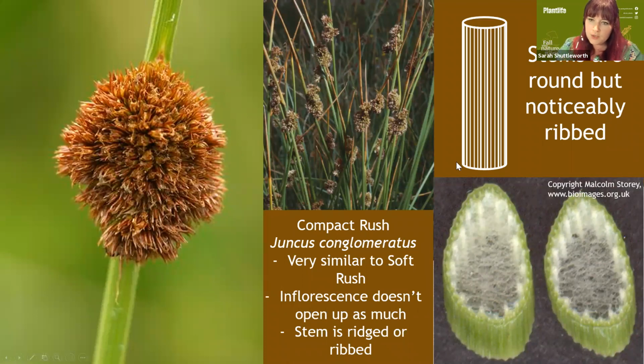The other thing is that because they've got these ridges, the stem is nowhere near as glossy and shiny as soft rushes, and it just gives it a sort of generally duller look to it than soft rush does. But the other thing is compact rush tends to like quite acidic habitat, so it'll tend to be the one you're more likely to find if you know you're in heathland or bog habitats or that sort of thing. So it's worth remembering that.